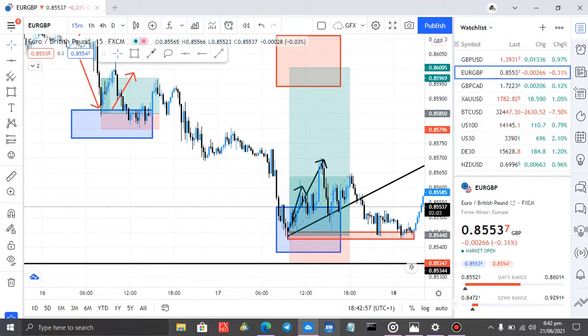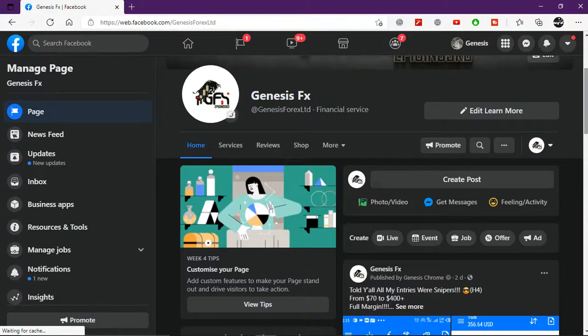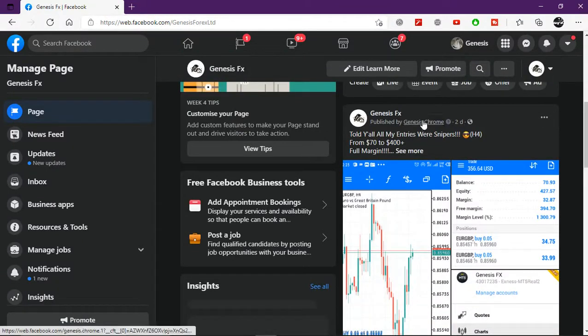But you would have been deep in profit and your TPs would have been smashed at this point. So that's just it. Let me show you guys the pictures on my page, sorry about that. So this is my page.